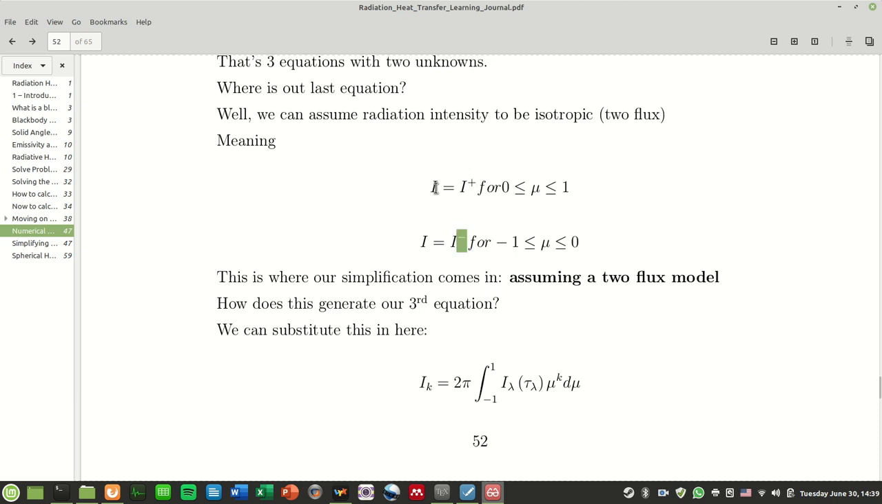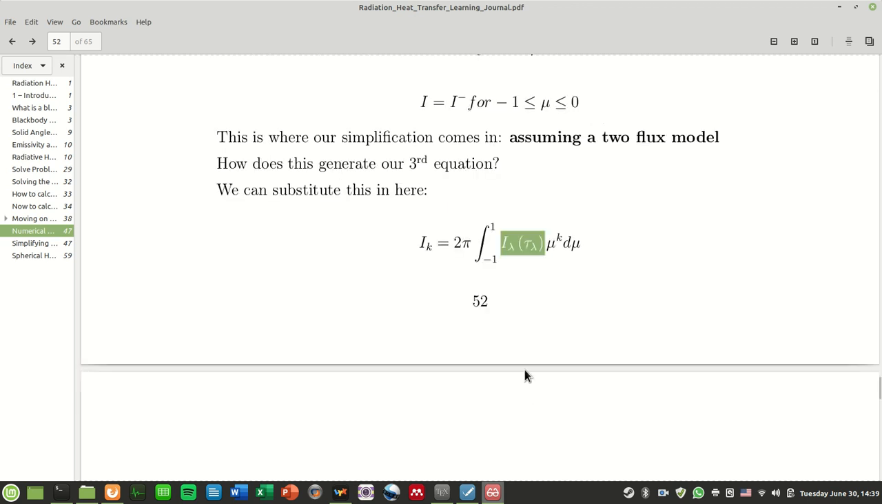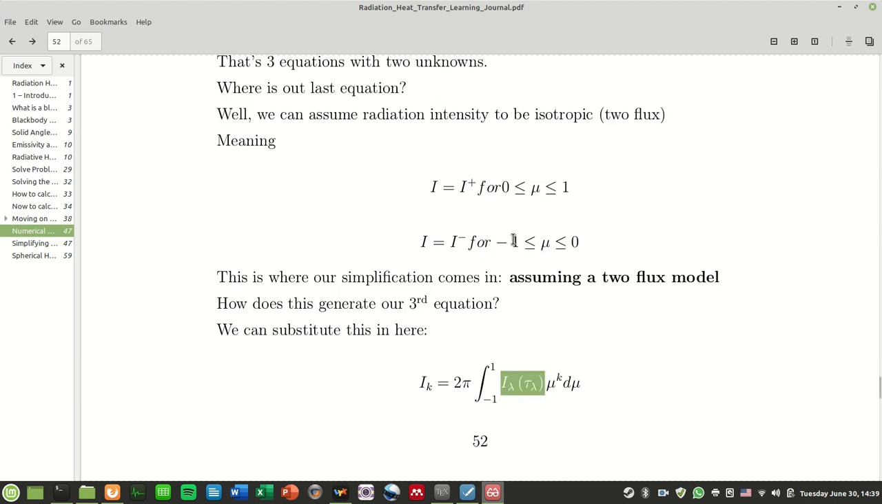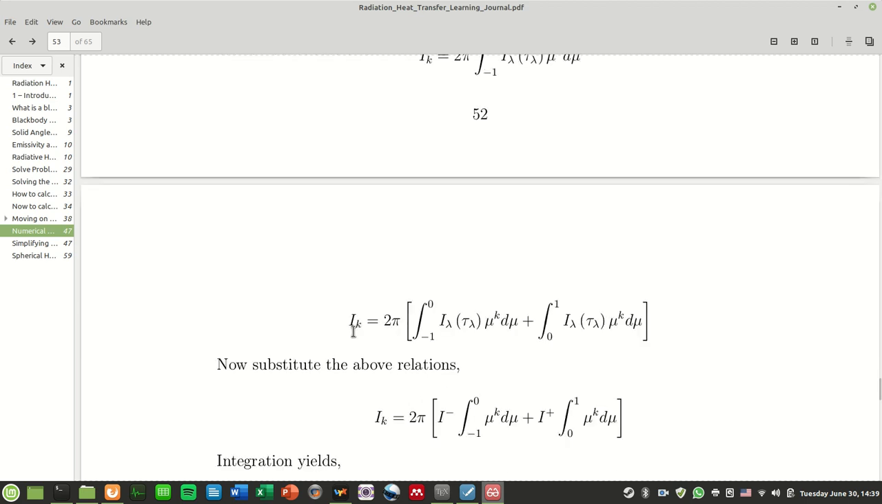Well, what we do is we substitute this definition of I into here, where we talk about our moment. Our definition of I takes a value of I plus from mu equals 0 to 1, and I minus from mu equals -1 to 0. So we can split up our integrals into two parts: one where mu is from -1 to 0, and one where mu is from 0 to 1. Here we substitute I minus, and here we substitute I plus.